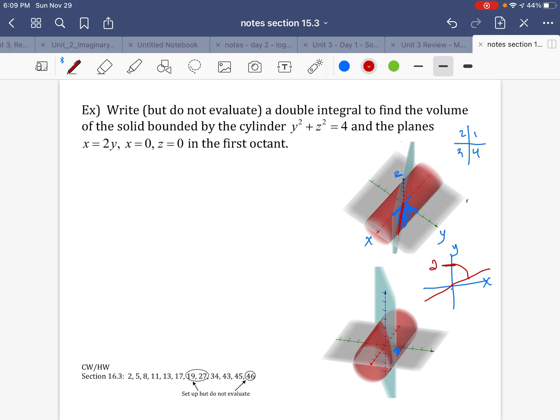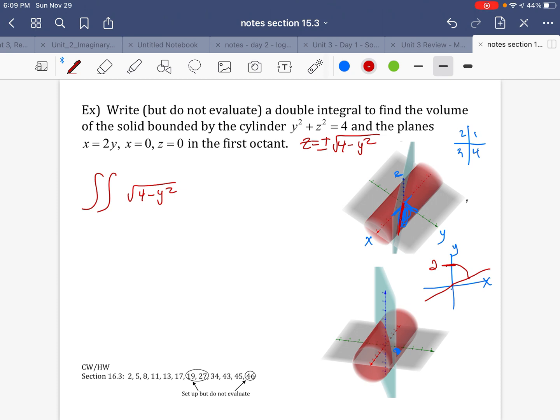All right, so we are going to do the double integral. My ceiling is my cylinder. So if I solve this thing for z, I get plus or minus square root of 4 minus y squared. I'm using the positive part of that because it's in the first octant. So I have square root of 4 minus y squared.